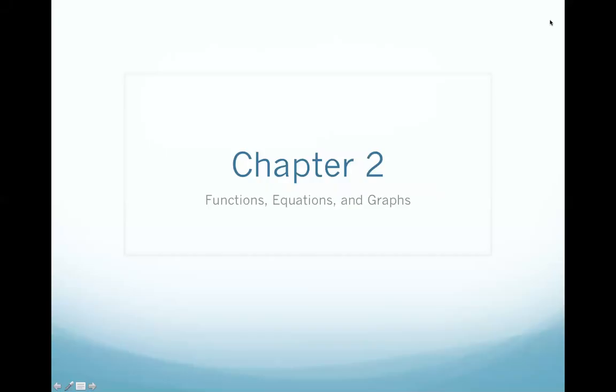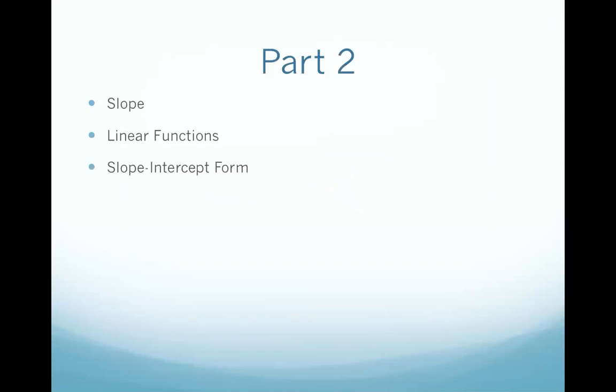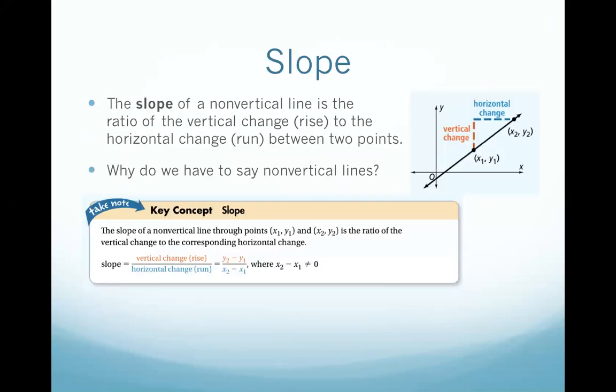Okay, welcome to the chapter 2, part 2 video. Here we're going to be talking specifically about linear functions. So we're going to talk about slope, then we're going to define linear functions and talk about some of their properties. We're going to talk about slope-intercept form, and I forgot to add the bullet point here that we're also going to graph. Okay, so let's start out with what is slope.